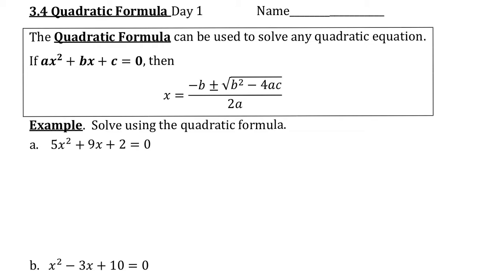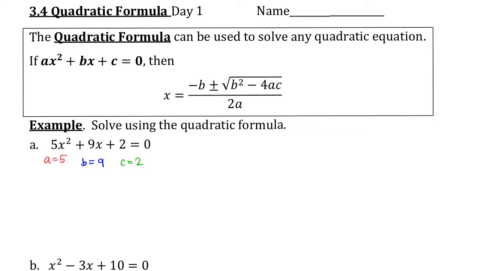So let's look at the first one. This is in standard form, so I'm going to identify A, B, and C. You don't have to write it, but you do need to know which one's which. So in this case, A is 5, B is 9, and C is 2, because it's 5x squared plus 9x plus 2.